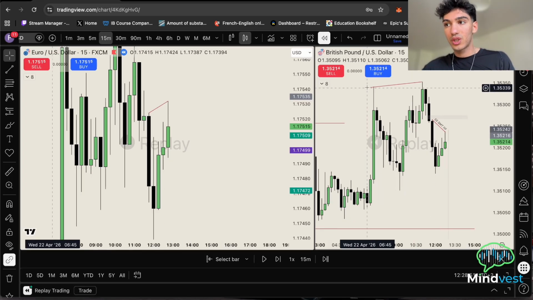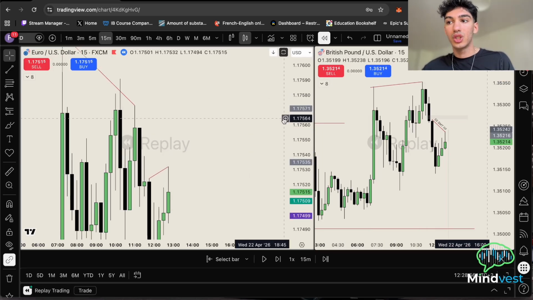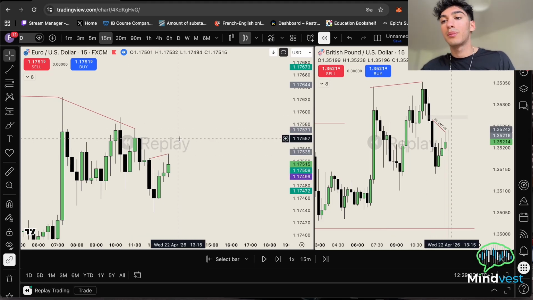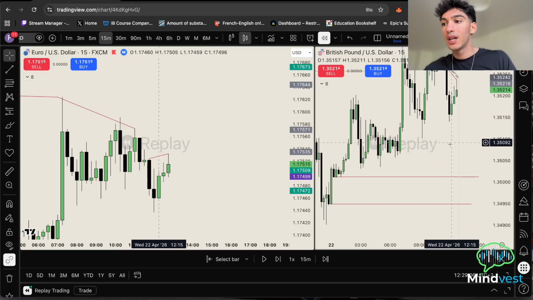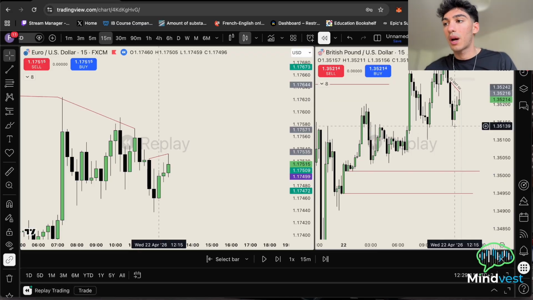What I mean by strength switch is that GU was the stronger pair, making a higher high, while Euro was making a lower high. And then what we got is that Euro is making a higher high, while GU is making a lower high. So this is telling me that strength is switching, that the GBP is becoming a weaker pair.